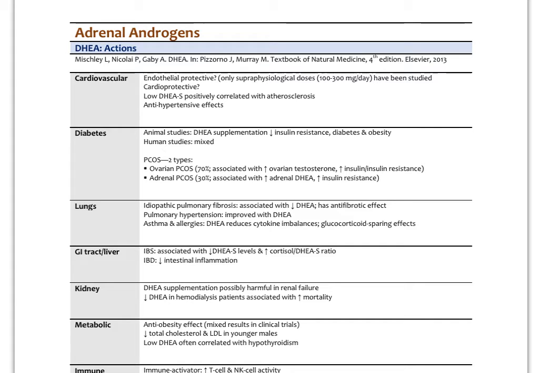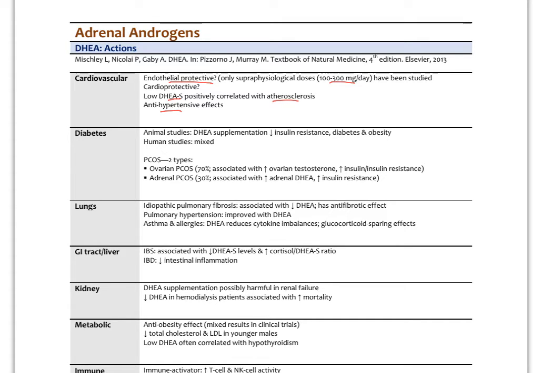So in the case of the heart and the cardiovascular system, we think DHEA is endothelial protective. Now that's been studied primarily at supraphysiologic doses, but we can argue at the physiologic doses there's probably some degree of endothelial and cardioprotection. We do know that low DHEAS is positively correlated with high LDL, as I mentioned, and atherosclerosis. There are also antihypertensive effects at the physiologic levels, but if you start getting too much, we get elevated androgens, and that could increase blood pressure.